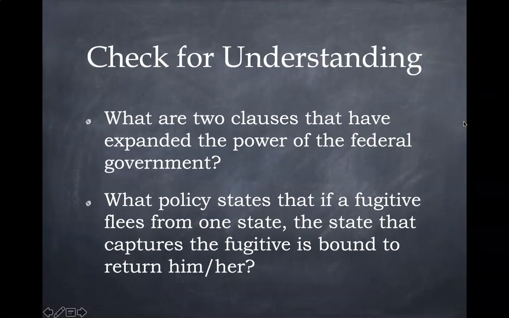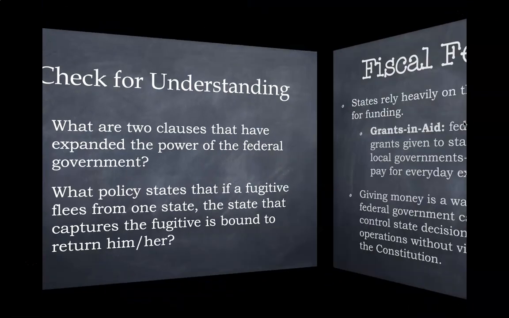So, two clauses that have expanded the power of the federal government. We talked about the elastic clause, and we also talked about the supremacy clause. What policy states that if a fugitive flees from one state, the state captures the fugitive, he is bound to return him or her? We said that that is called extradition. Okay? So you need to make sure you remember these.